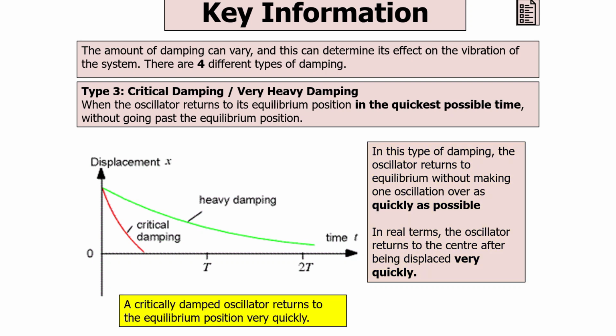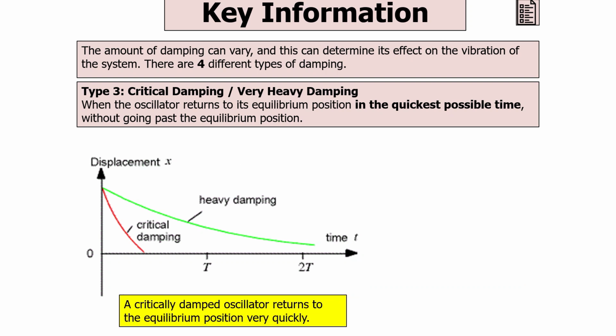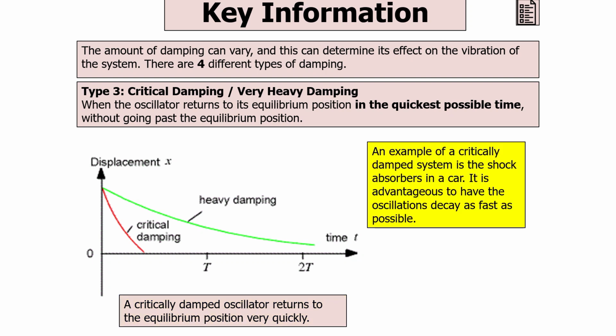So a critically damped oscillator returns to equilibrium position very quickly. The dampening effect here is very sudden. An example of a critically damped system is the shock absorbers in a car. It's advantageous to have the oscillations decay as fast as possible.